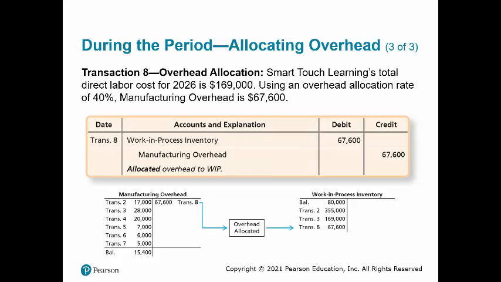So when we look at our T accounts at the bottom, we see that in manufacturing overhead we have that credit for $67,600, and that is now going to be debited or included in work in process inventory. We also see in this slide that we still have a balance in manufacturing overhead of $15,400, and we will learn in a future learning objective what we do with that balance at the end of the period, because manufacturing overhead does need to be zeroed out as a temporary account at the end of the period.